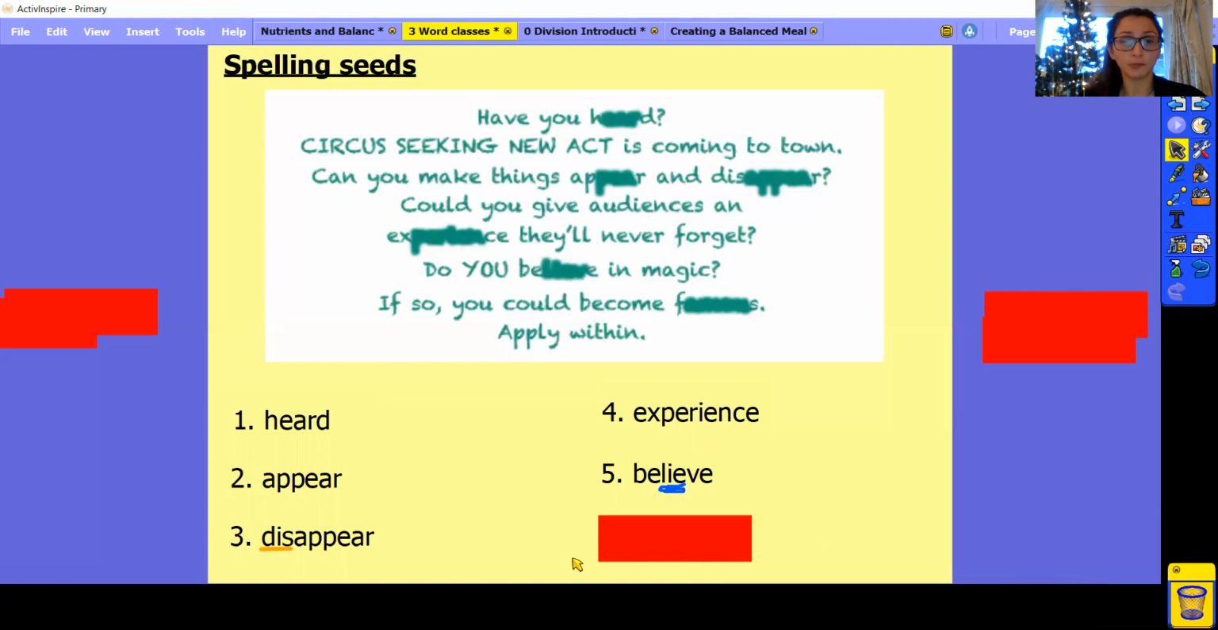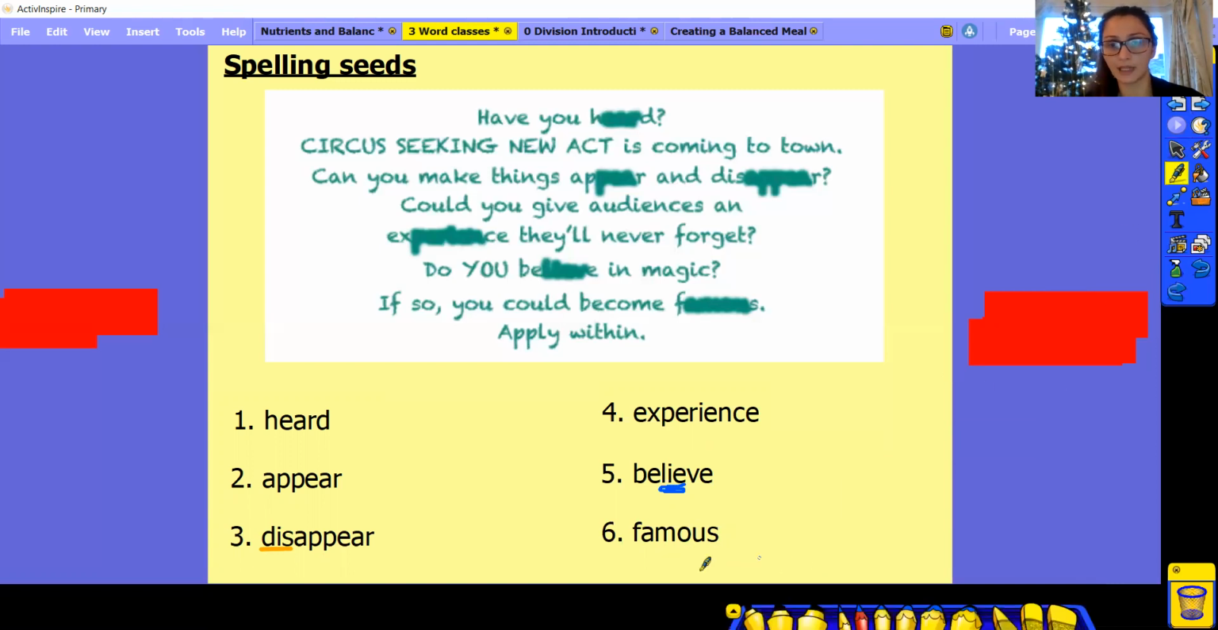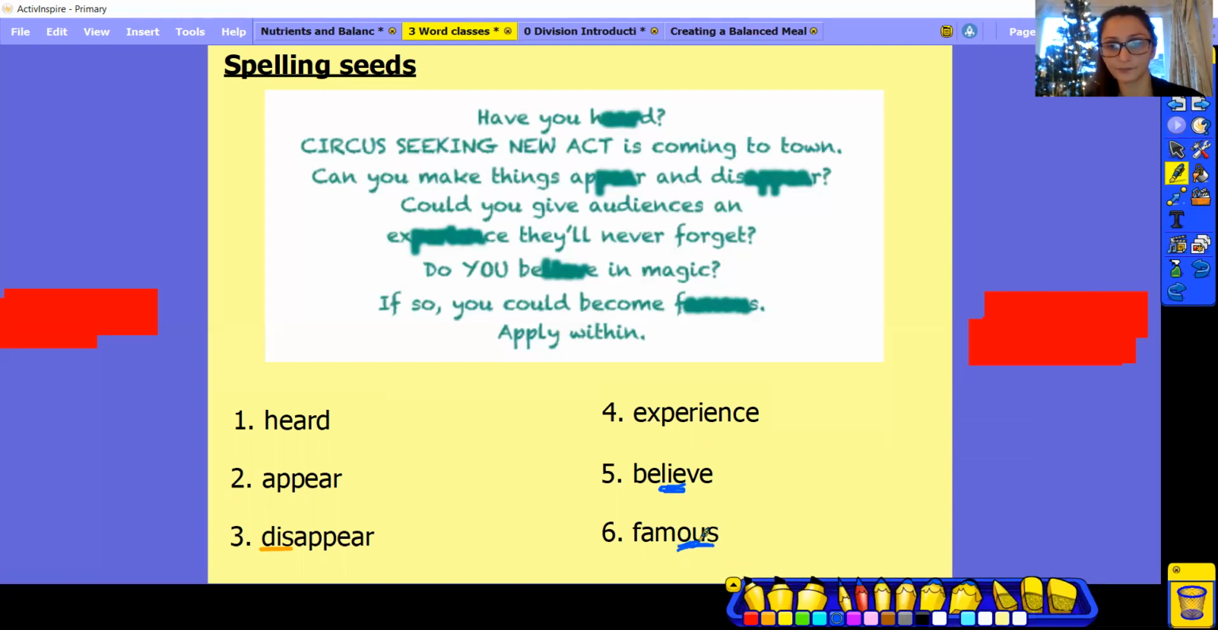If so, you could become famous. So famous. Got the us at the end, this us sound. So these were the correct spellings from yesterday.